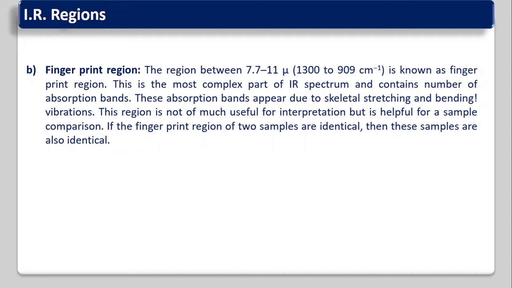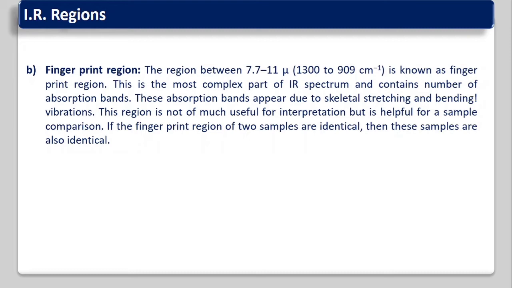So the fingerprint region that ranges from 1300 to 909 centimeter inverse is very complex, very difficult to understand, because it contains so many absorption bands. All the organic compounds contain single bonds, like carbon-carbon single bond, carbon-nitrogen single bond, carbon-oxygen single bond, because that is the skeleton. So all the stretching and bending vibrations of the skeleton are absorbed in this region. So that is not a much useful spectrum for analysis, because we can't understand which functional groups are there, because this is a skeleton, right?